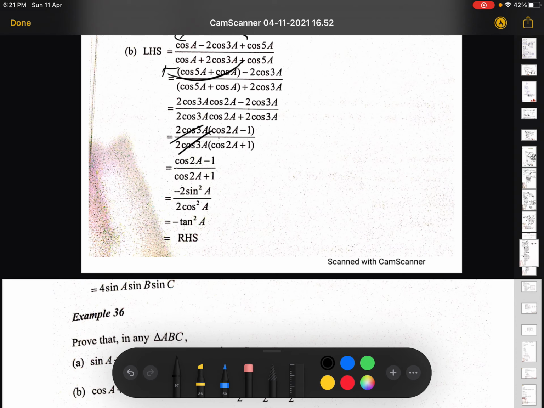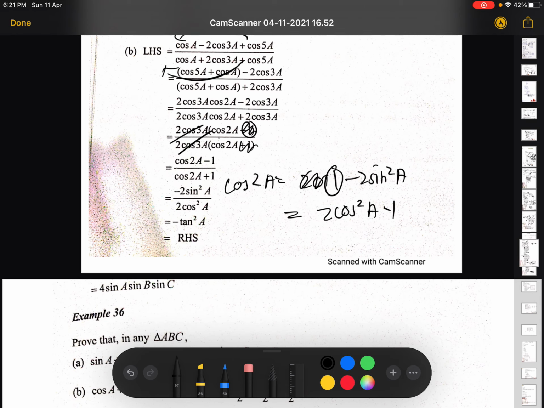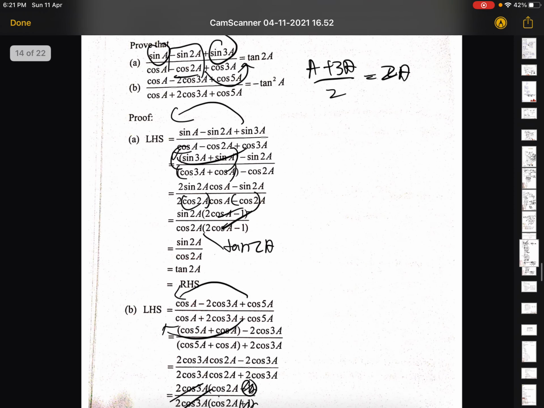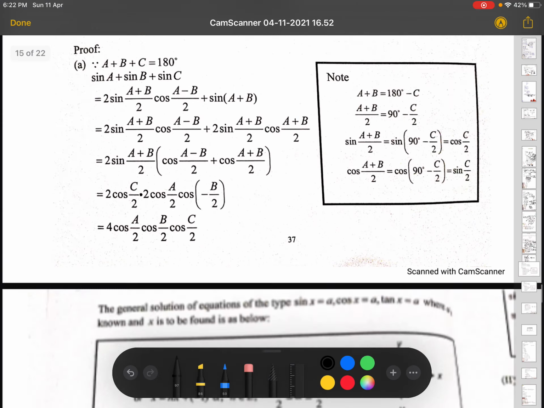And then remember, we want to take out the 1. How do you do that? cos 2a is equal to 1 minus 2 sine square a, also equal to 2 cos square a minus 1. So we sub it in. We use the one that removes the 1. Here is plus 1, here is minus 1. So you use this one and you will get minus 2 sine square a. Bottom is plus, so you use 2 cos square a. And then it will be minus tan square a, which is your right hand side if you look here.